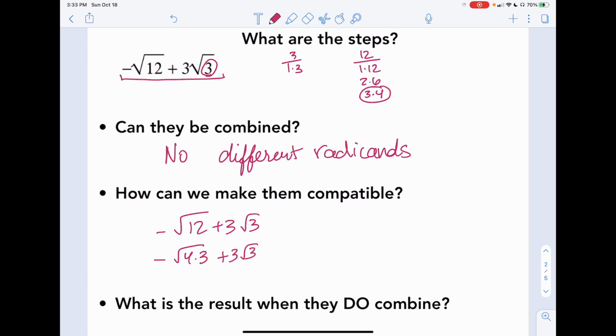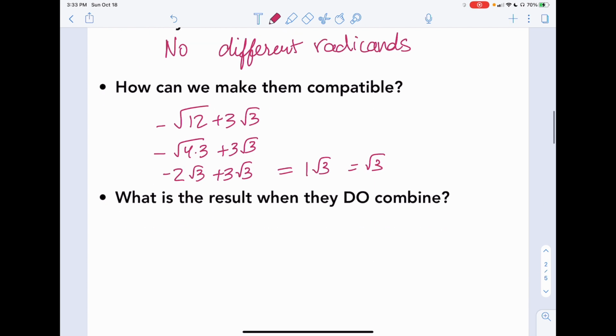The square root of 4, so radical 4, would be 2. So we could write this as negative 2 radical 3 plus 3 radical 3. And negative 2 plus 3 is equal to 1. So that is equal to 1 radical 3, which is just the square root of 3. So what is the result when they combine? Well, that would be our answer here. So that's the square root of 3.